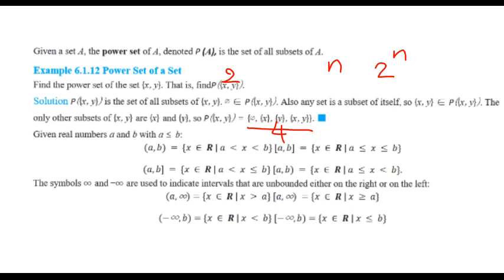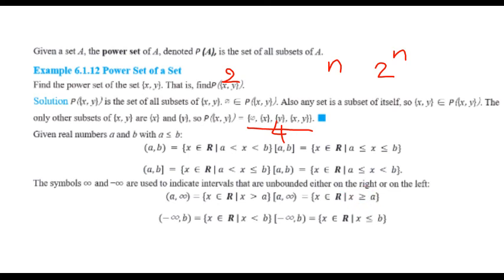Okay, so using the symbols infinity and negative infinity, we can define four more intervals. The first interval is the open interval (a, infinity), which is equal to the set of all real numbers x such that x is greater than a. And then we have a semi-open interval from a to infinity. Obviously the endpoint that is not infinity is closed, so it includes a. It's the set of all real numbers x such that x is greater than or equal to a.